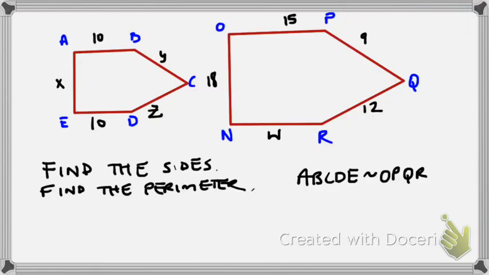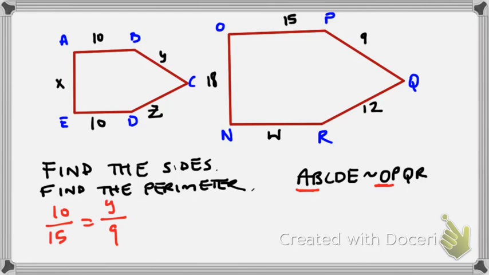In this case, we know that ABCDE is similar to OPQRN. So we want to find the missing sides, so let's go ahead and set up a proportion. Let's start with a side that we know. We know AB is 10, and it is similar to OP, which is 15. We know this because of the order they're in. I can set that equal to BC, which is Y, over 9, because I know that BC is similar to PQ.